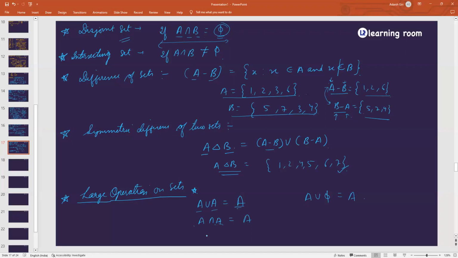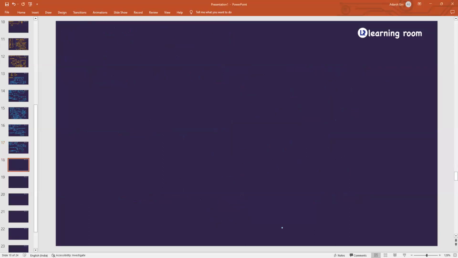Okay, some laws. We have to work upon it, so we'll require some laws. Let us see that. Now if I say A union B is equal to B union A, am I correct? Yes or no? Yes, sir. So this is commutative.